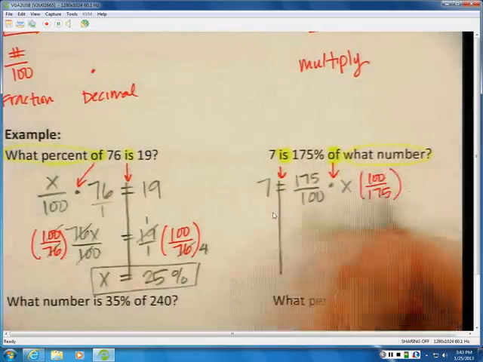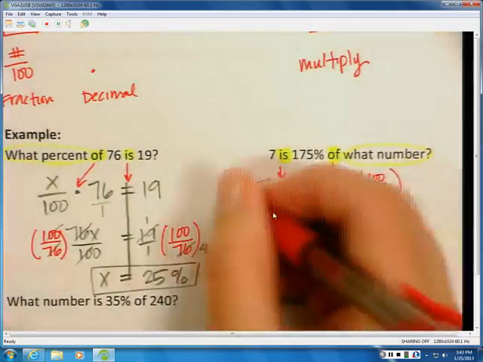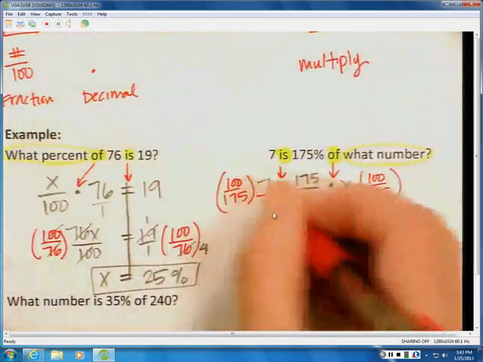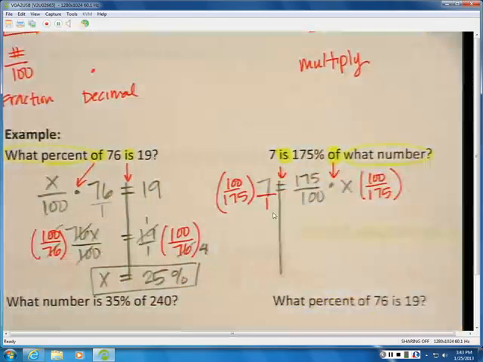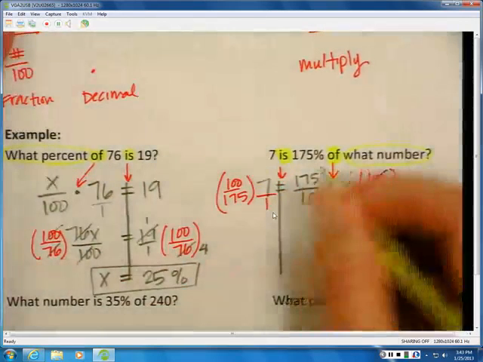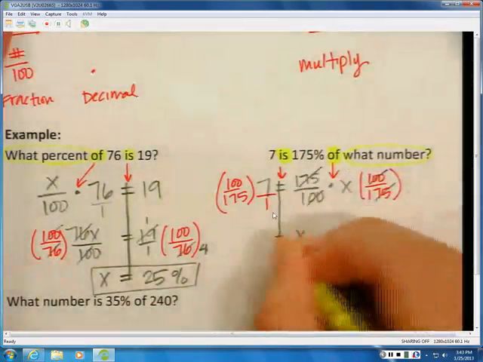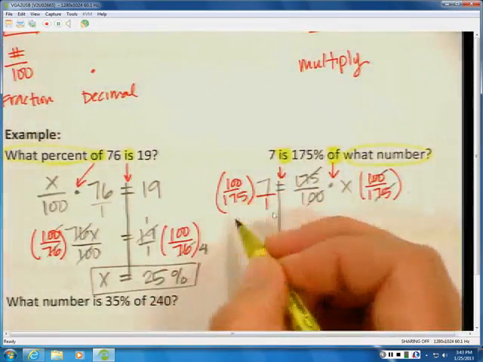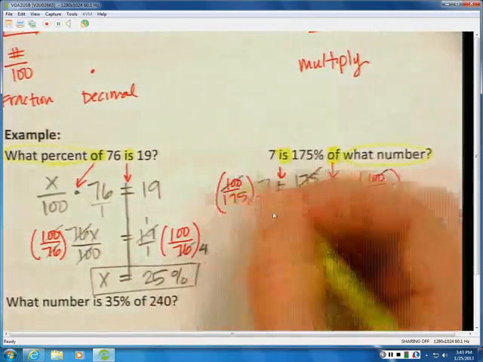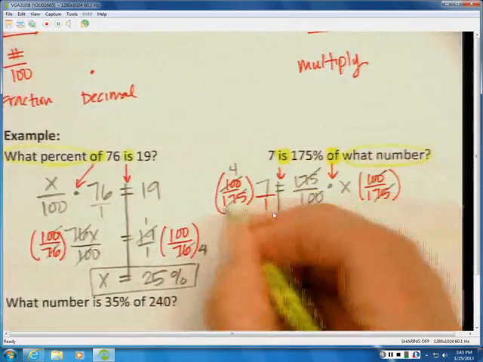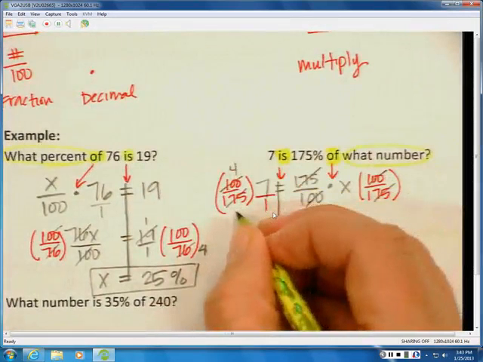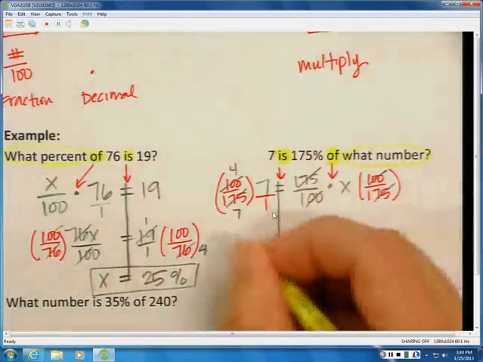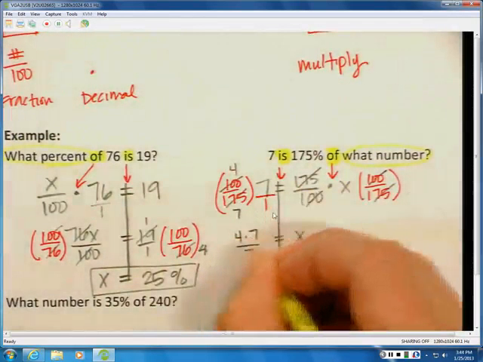All right, so I multiply both sides by the reciprocal, 100 over 175. And I'm going to write this as 7 over 1. On the right, these all cancel, leaving me with x. On the left, I'm going to reduce this 100 and 175. I know that they're both divisible by 25. 25 goes into 100 4 times. 25 goes into 175 4, 5, 6, 7 times. So I have 4 times 7 divided by 7.